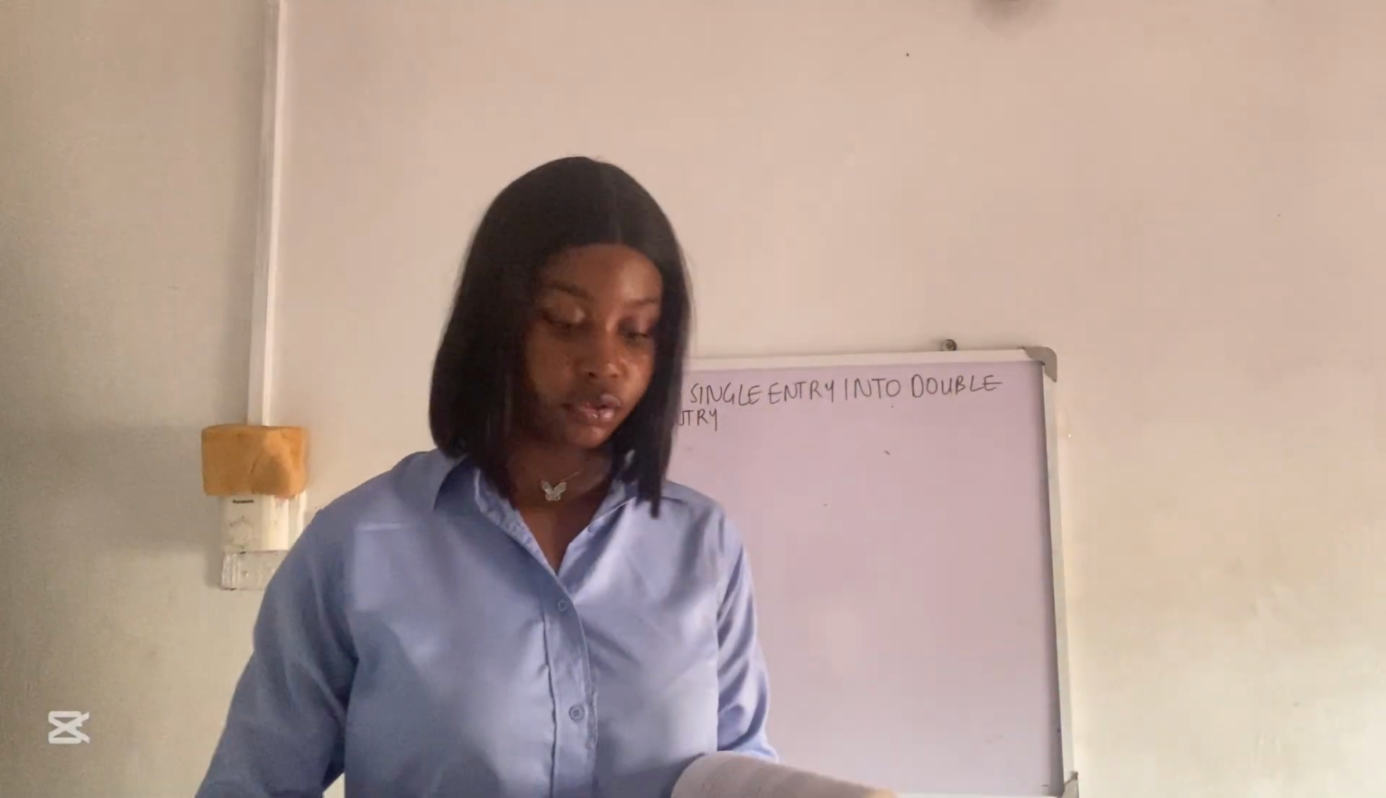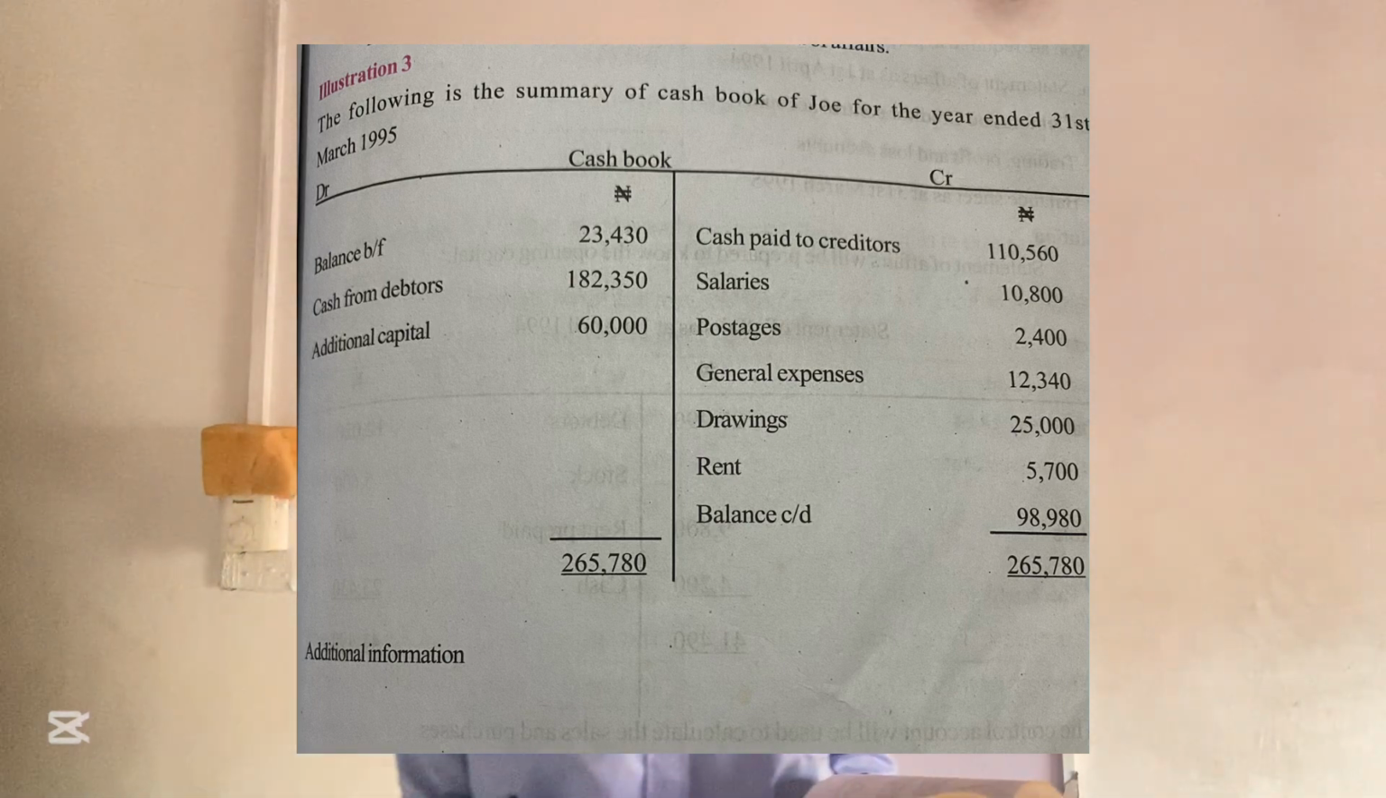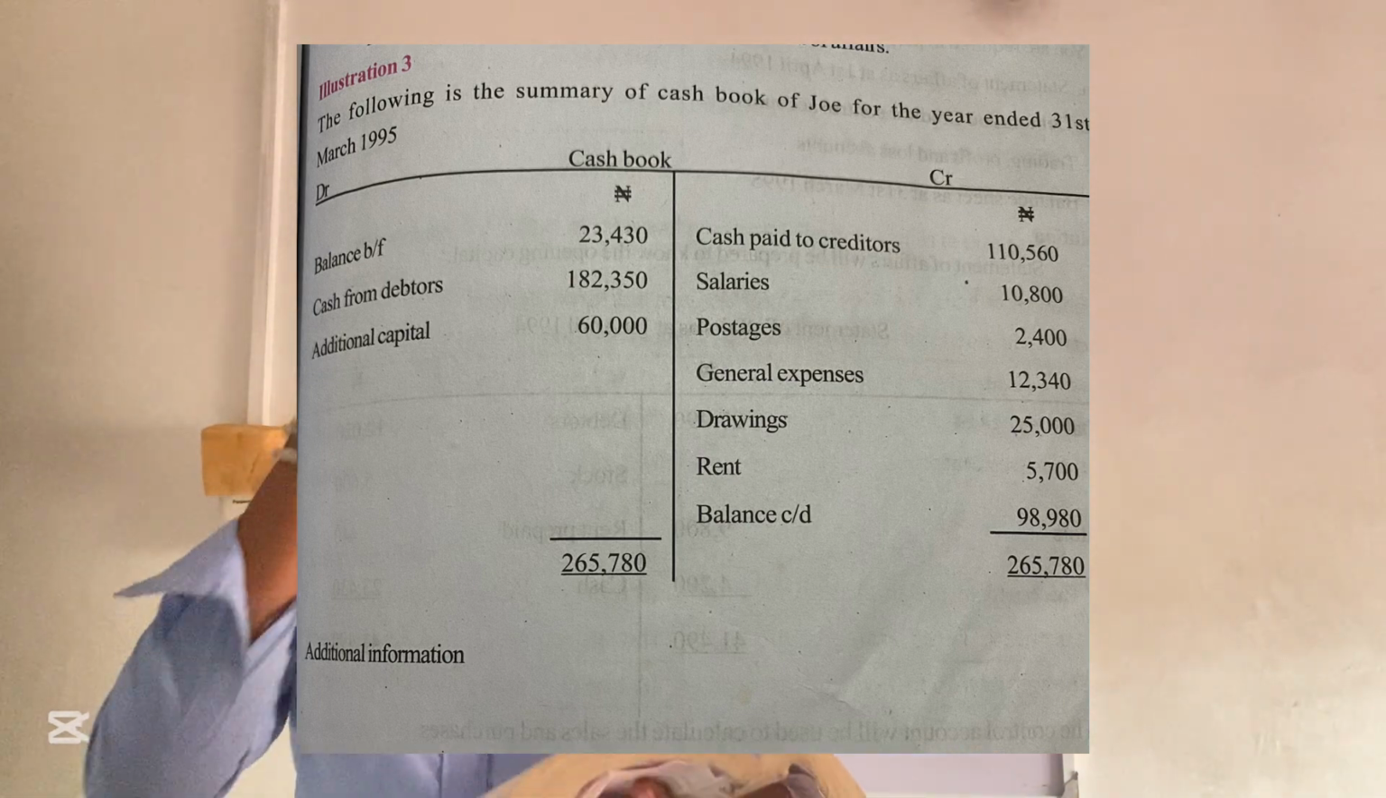So in the question it said the following is the summary of the cash book of Joe for the year ended 31st March 1995.